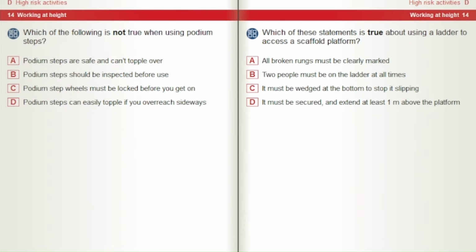Which one of the following is not true when using podium steps? Podium steps are safe and can't topple over. Podium steps should be inspected before use. Podium step wheels must be locked before you get on. Podium steps can easily topple if you overreach sideways.